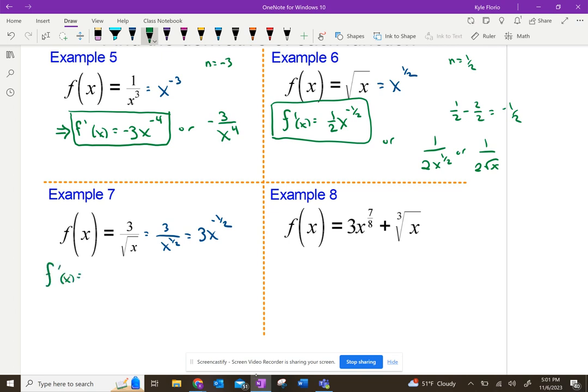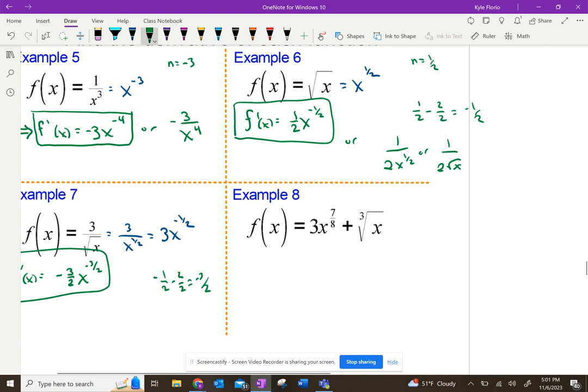So 3 times negative 1/2 is going to be negative 3/2 x to the negative 1/2 minus 1. Negative 1/2 minus 1 is negative 3/2. And that's it. Okay. Again, we could write it differently, but that's good for what we're looking for.